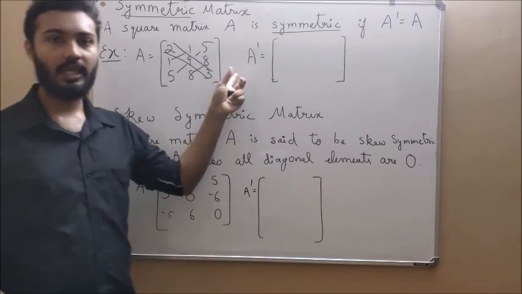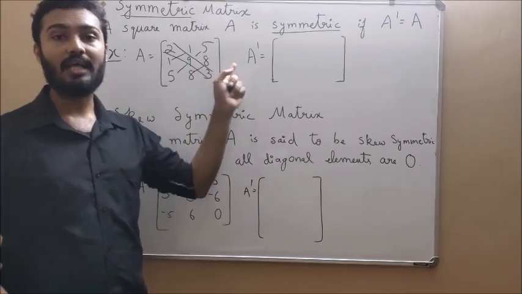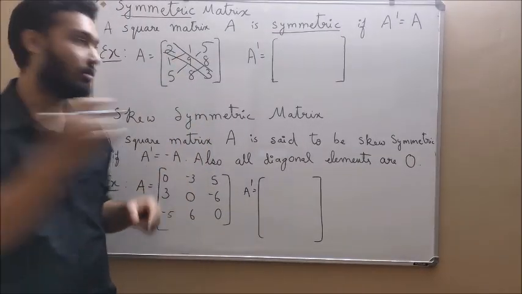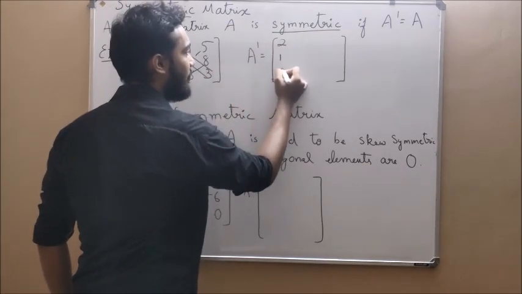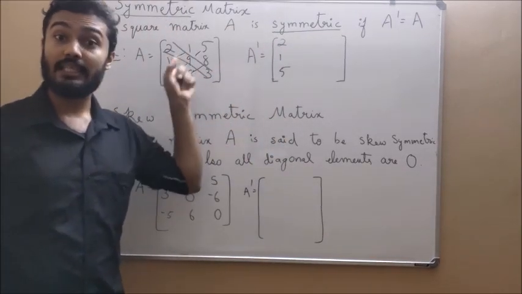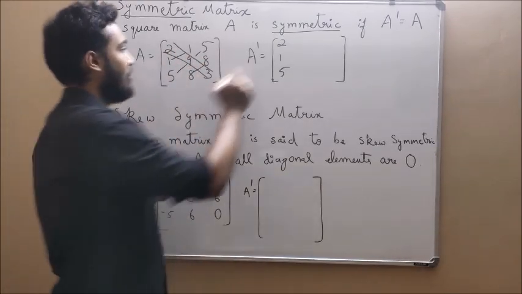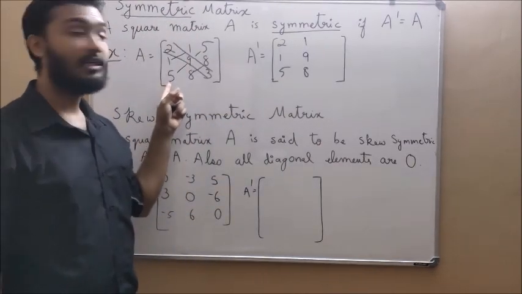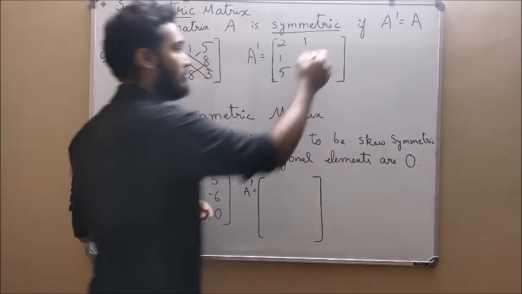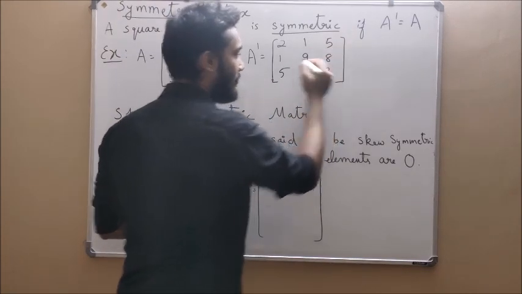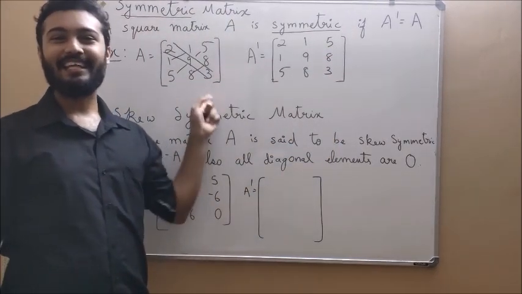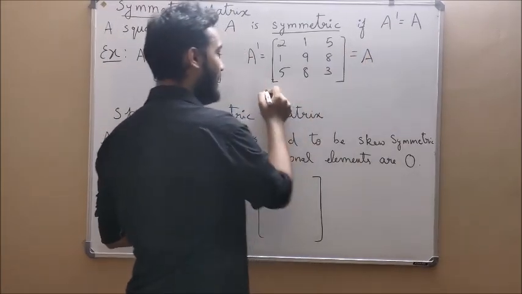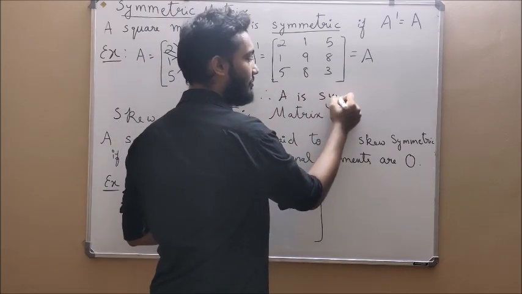Now take A dash. What is A dash? Write the rows as columns. Which is the first row? 2, 1, 5. Write it as a column. Next row is 1, 9, 8. Write it as a column. Next is the third row, 5, 8, 3. Write it as a column. So as you can observe, A and A dash are equal. So A dash equals A. Therefore, A is symmetric.